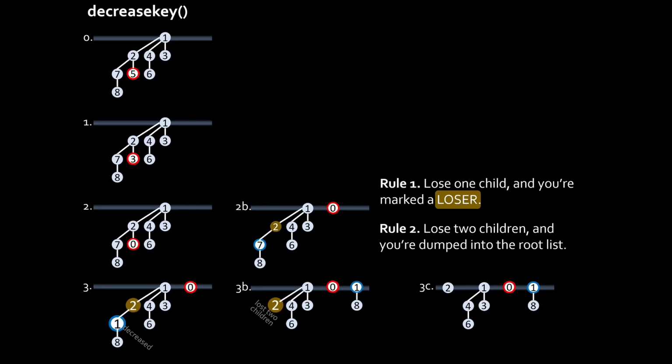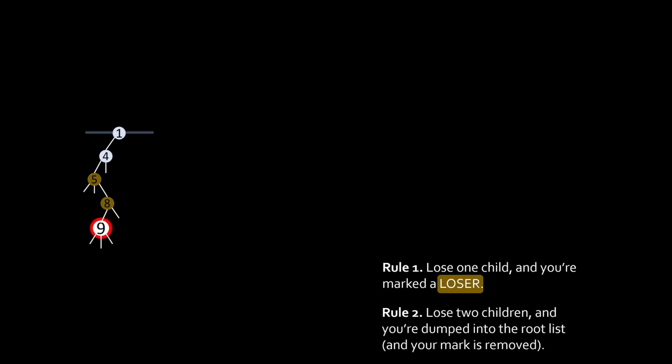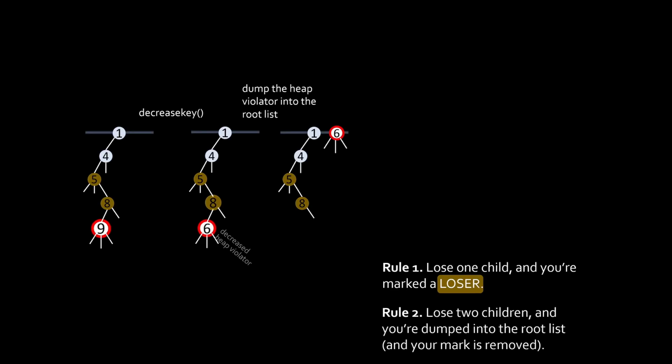Let's see how this rule plays out in another situation. It's just nice to see another example. Here's a node 9. I'm going to apply decrease key on this node to 6. This is now a heap violation, so I have to splice out the 6 and I'll move it to the root. 8 had previously been marked as a loser. Now it's a double loser, so I'm going to dump it into the root list. Incidentally, when we dump stuff into the root list, we'll remove its mark. We'll see why this is appropriate when it comes to analysing the amortized cost of this.